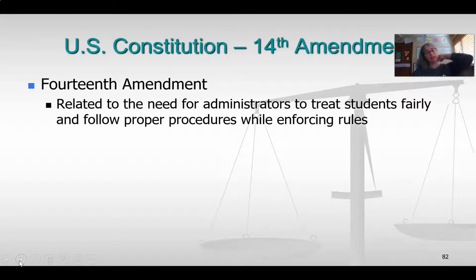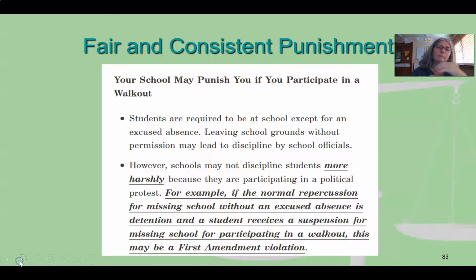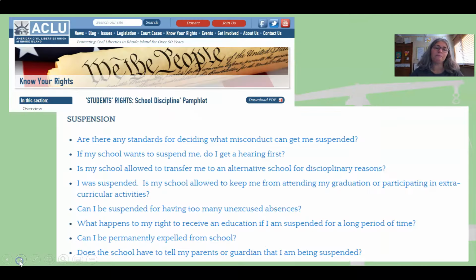So this can be related to the need for principals to treat students fairly, to follow the school's procedures when they're applying punishments, when they're regulating rules. You can see this in a variety of ways. So we mentioned this in our previous videos about freedom of speech. So when it comes to school walkouts, the idea that yes, you might be punished if you engage in a school walkout, but you can't be punished more harshly just because the principal disagrees with your message or is upset with you. There has to be fair and equal treatment.